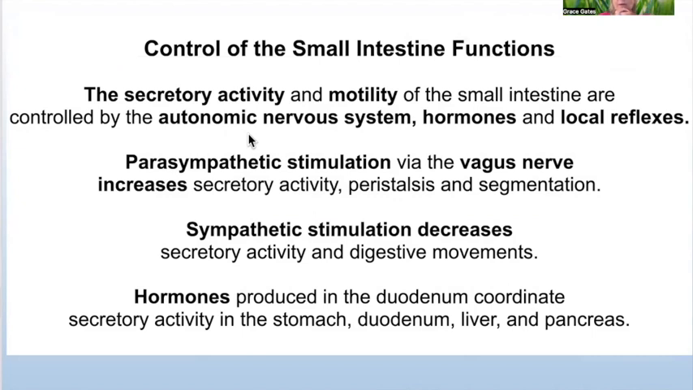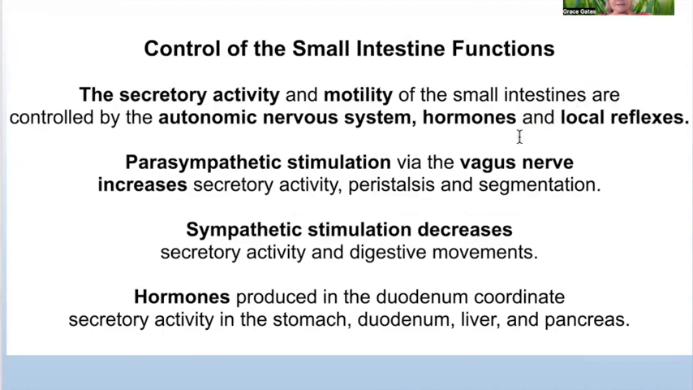The secretory activity and motility of the small intestines are controlled by the autonomic nervous system, hormones, and local reflexes. Parasympathetic stimulation via the vagus nerve, cranial nerve 10, increases secretory activity, peristalsis, and segmentation. Sympathetic stimulation decreases secretory activity and digestive movement. Hormones produced in the duodenum coordinate secretory activity in the stomach, duodenum, liver, and pancreas.